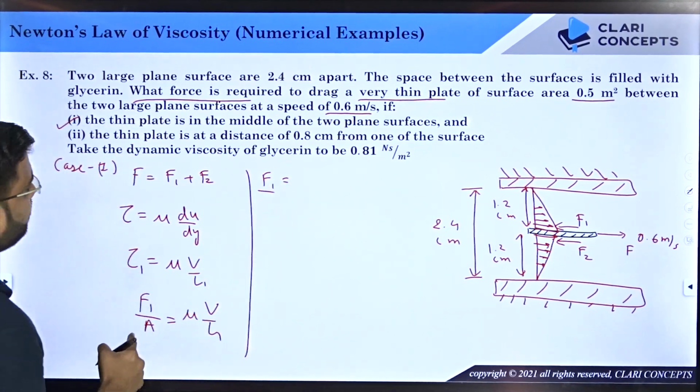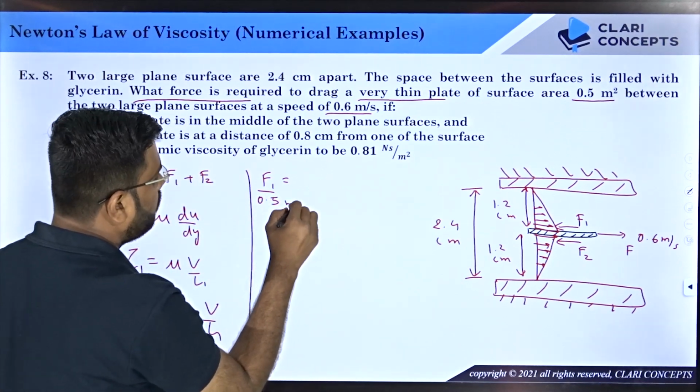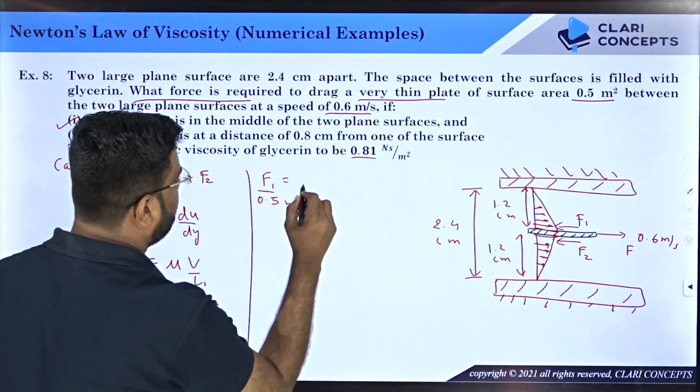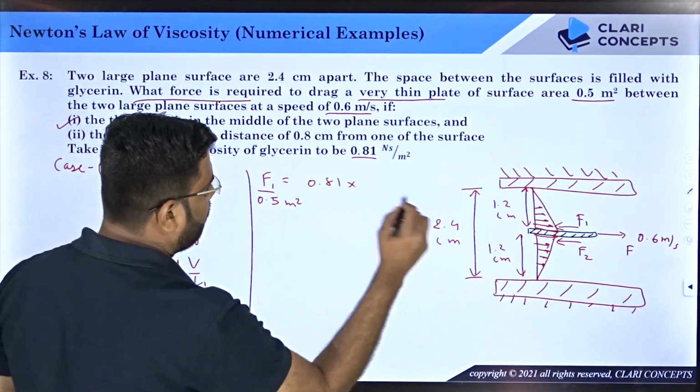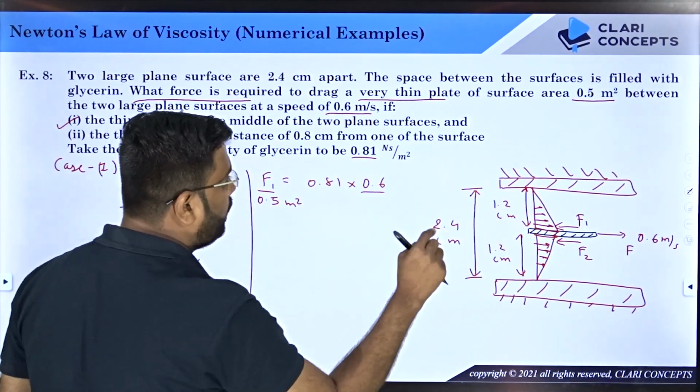I'll just put in the values. The value of area is 0.5 meters square. The value of mu is given as 0.81. The value of velocity is given as 0.6, and the value of L1 is 1.2 centimeter.